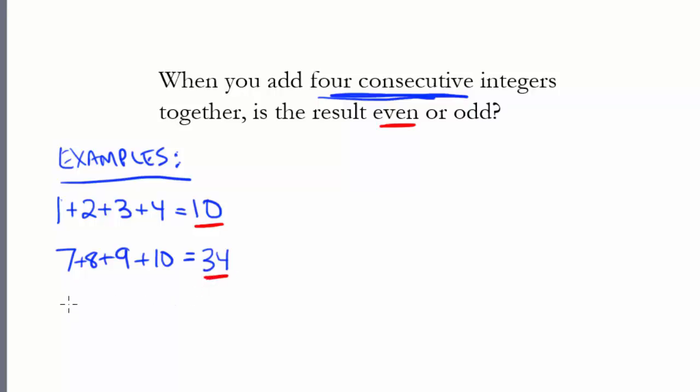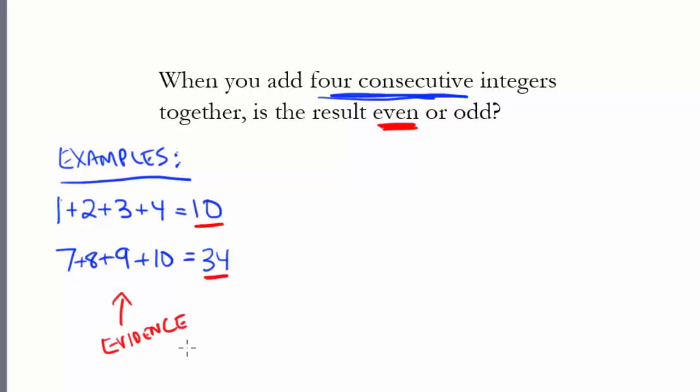Interesting. And we could even try a bigger number, 97, 98, 99, 100. We could do 5,000, 5,001. You can try those, and you'll find that all the examples you try end up with an even number. Interesting. Is this an argument right here? This is evidence that it could be true that when you add any 4 consecutive integers together, the result is always even. It seems from our examples that it is true.